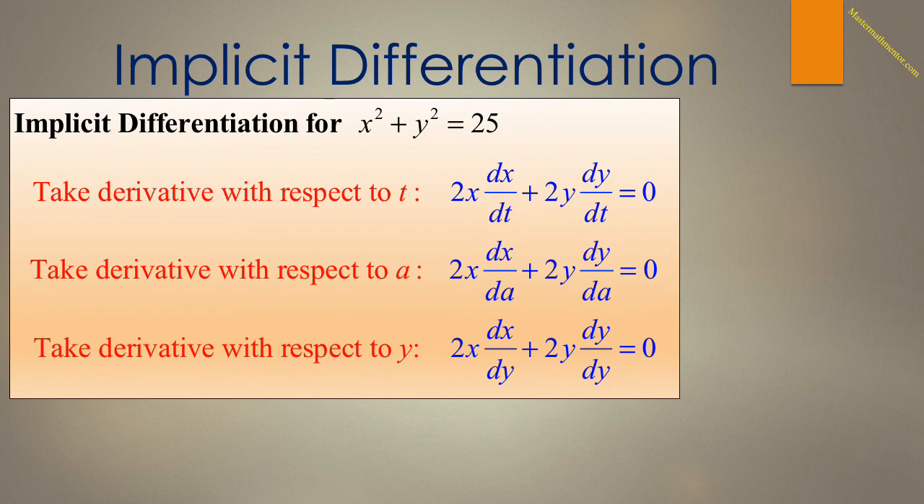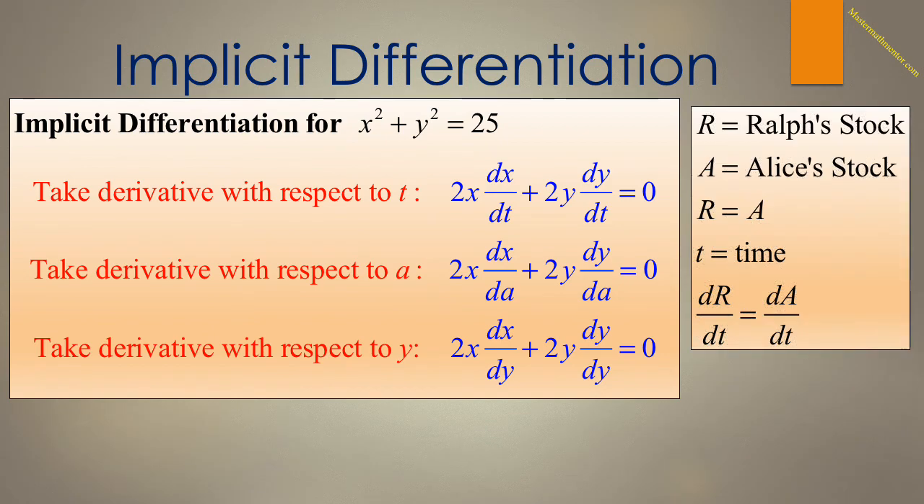We could take the derivative of the equation with respect to a. We get 2x dx/da plus 2y dy/da equals 0. And we could take the derivative of the equation with respect to y, as y is mentioned in the equation. We get 2x dx/dy plus 2y dy/dy equals 0. In the first two examples, we introduced these extra variables, t and a, and you may be confused what they have to do with the problem.